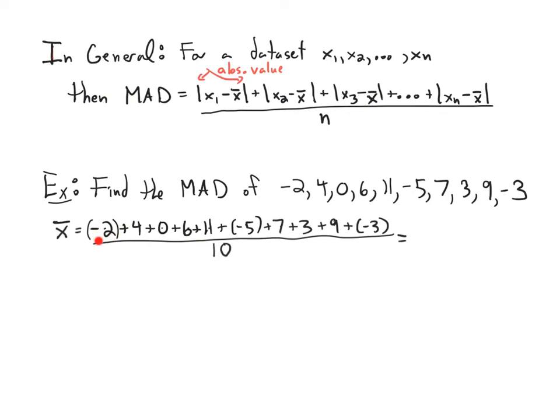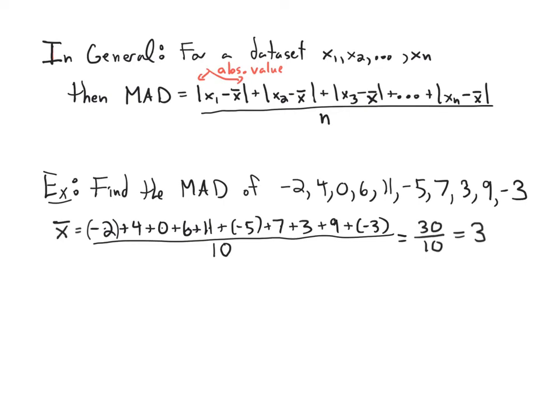Well, if we add this together, -2 plus 4 is 2, plus 6 is 8, plus 11 is 19, plus -5 is 14, plus 7 is 21, plus 3 is 24, plus 9 is 33, minus 3 is 30. So our numerator is 30, and our denominator is 10. So we're lucky in this case. We get a mean that is a nice integer, which makes our life a little bit easier in terms of computation. But a lot of times, your means won't be integers. They'll be some rational number, some decimal.